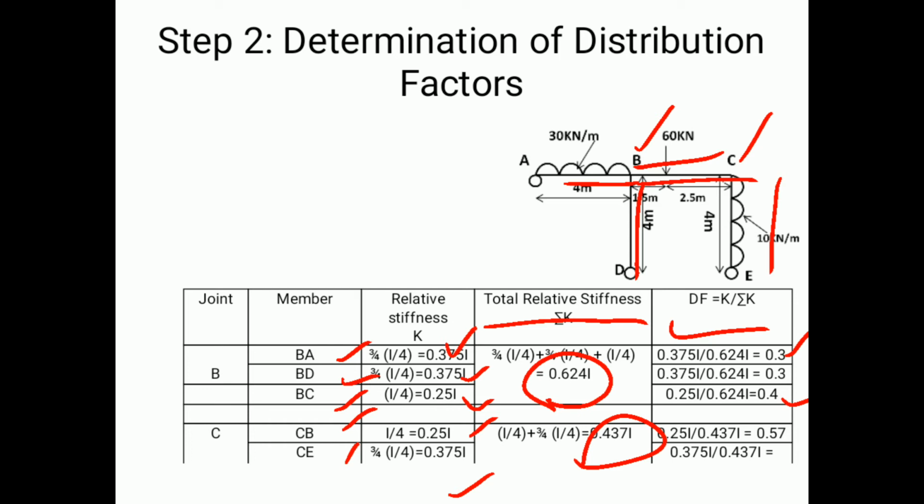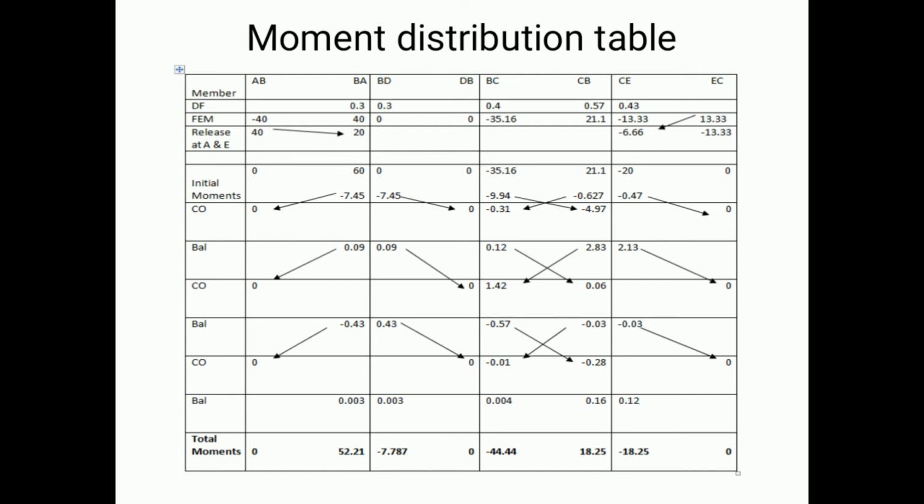So with respect to joint C, with CB as a member, for CB relative stiffness I have 0.25 I, and total relative stiffness as 0.437 I. So if I just divide one on the other, I will get the factor as 0.57, and one more for CE as 0.43.